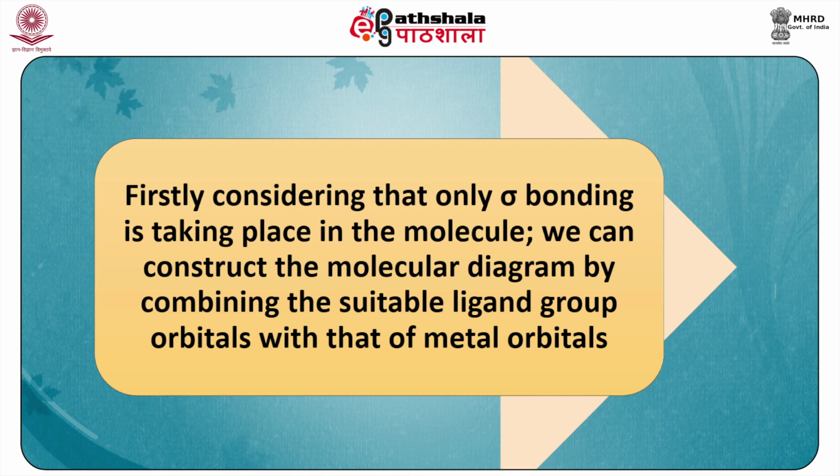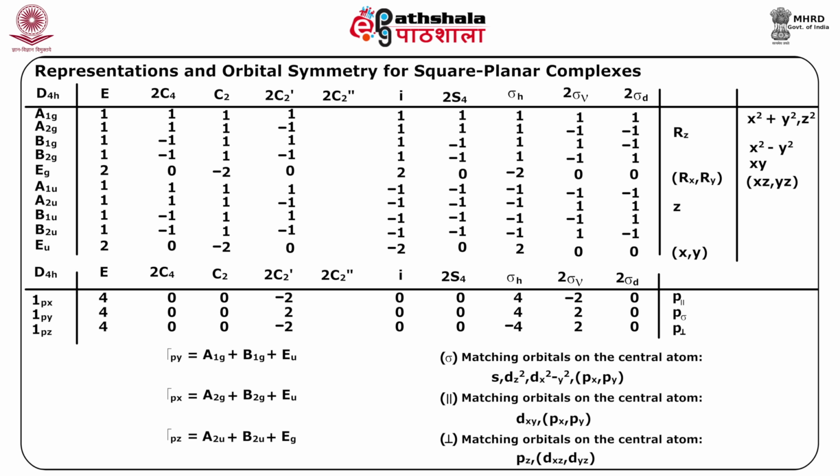Firstly, considering that only sigma bonding is taking place in the molecule, we can construct the molecular orbital diagram by combining the suitable ligand group orbitals with that of metal orbitals. The character table for the D4h symmetry point group is represented. The irreducible representation for the bonding in three different directions is also shown, which reflects the ligand group orbitals available for bonding in three different axes.